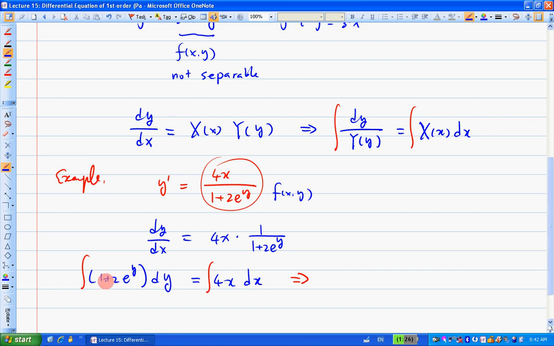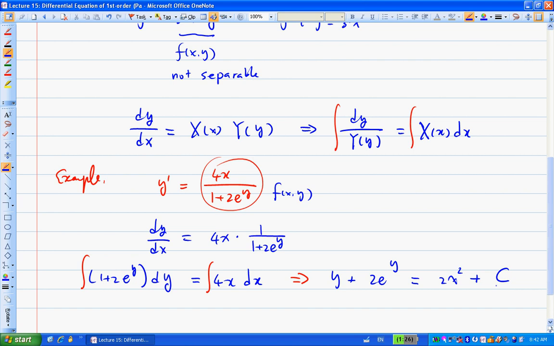So this side here is 1 plus 2e^y. You can integrate separately. This is 1, so that's y. The exponential term stays the same, and the other side 4x gives 2x squared, plus a constant c on one side, and that's it.